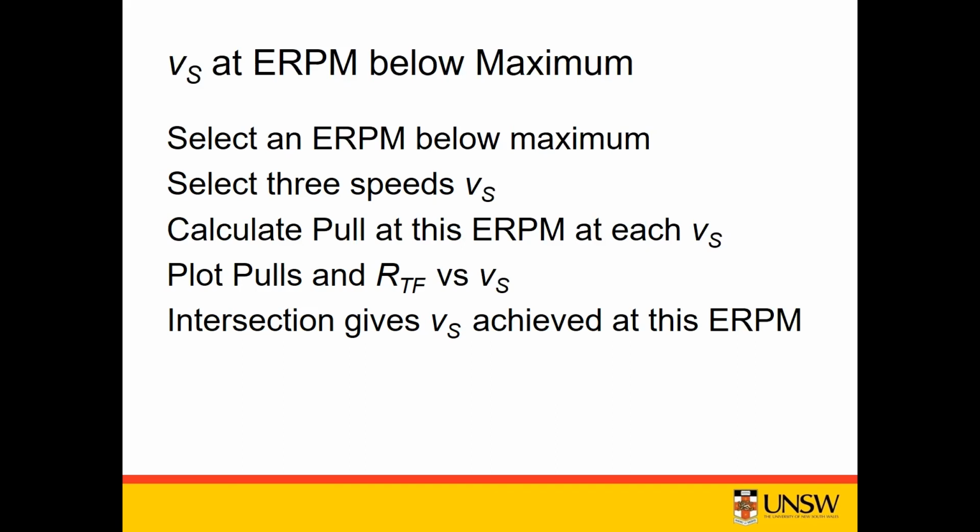The other thing that you can do is find what is going to be the ship speed at an RPM below the maximum. So again, you select 3 speeds, you calculate the pulls at the RPM at each speed, and plot those pulls and the RTF versus the ship speed, and the intersection will give you the speed achieved at those RPM.